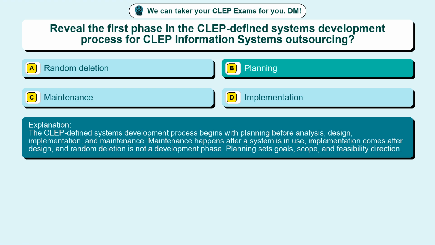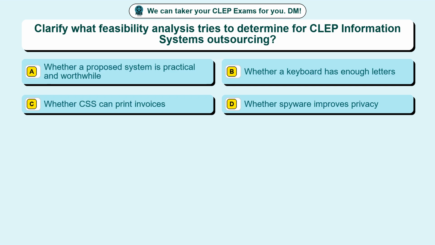Maintenance happens after a system is in use, implementation comes after design, and random deletion is not a development phase. Planning sets goals, scope, and feasibility direction. Question 65.